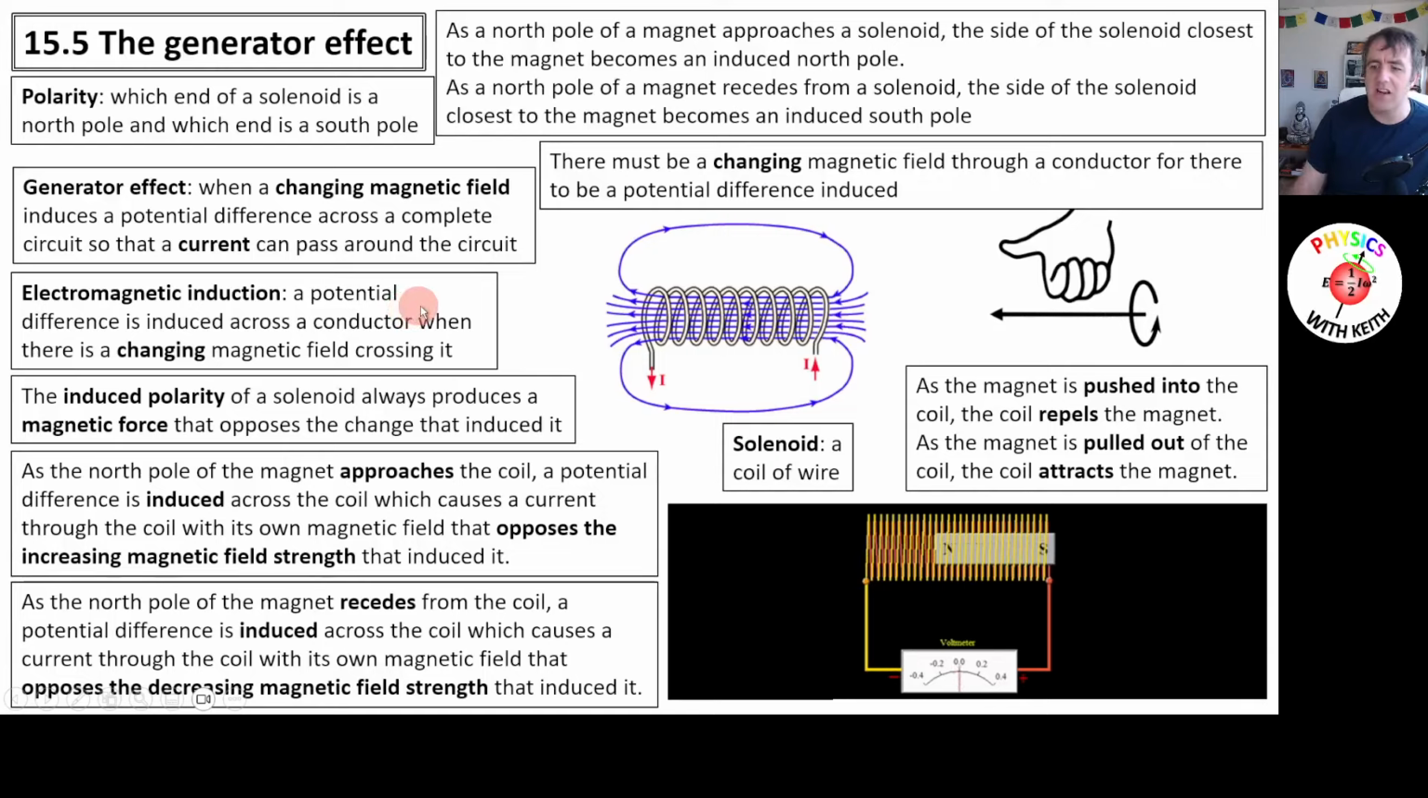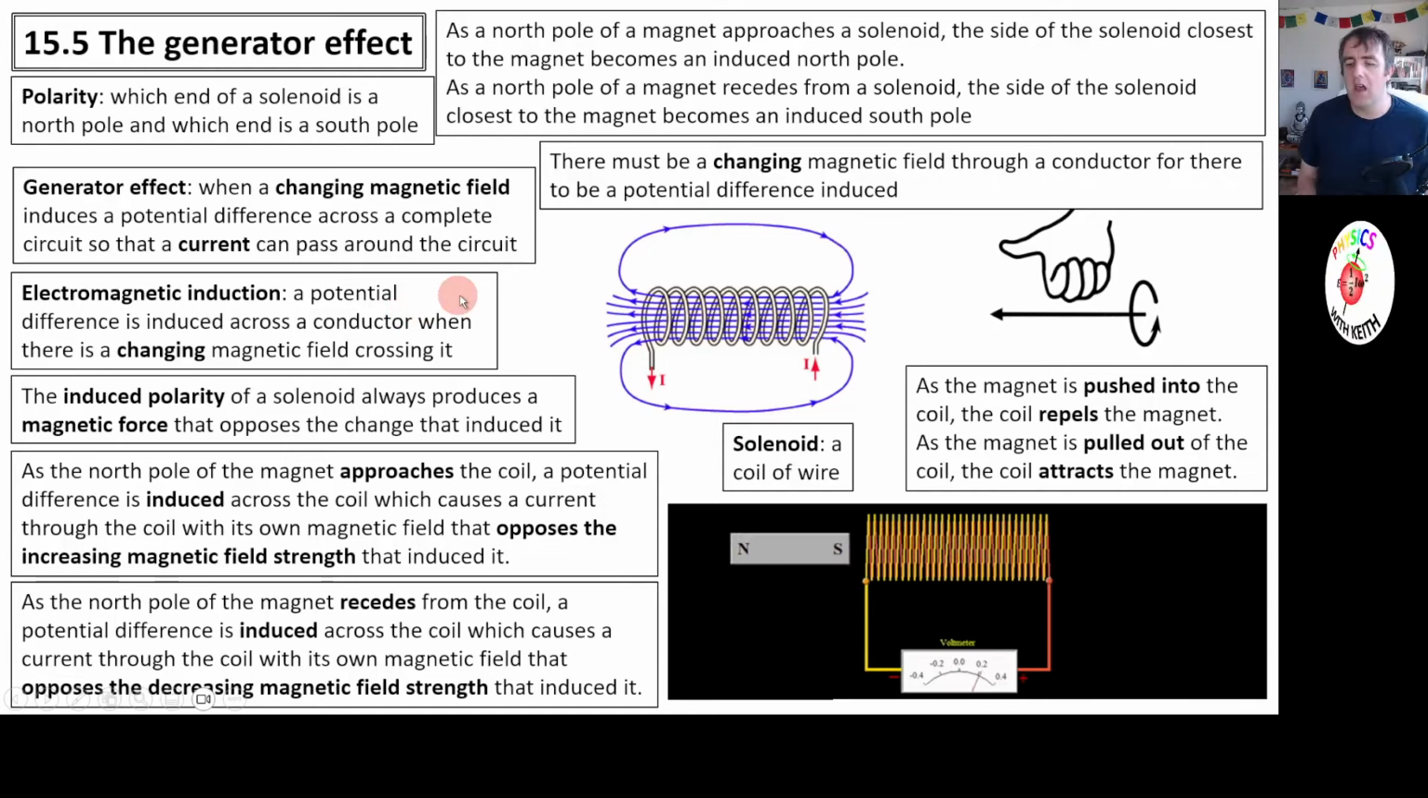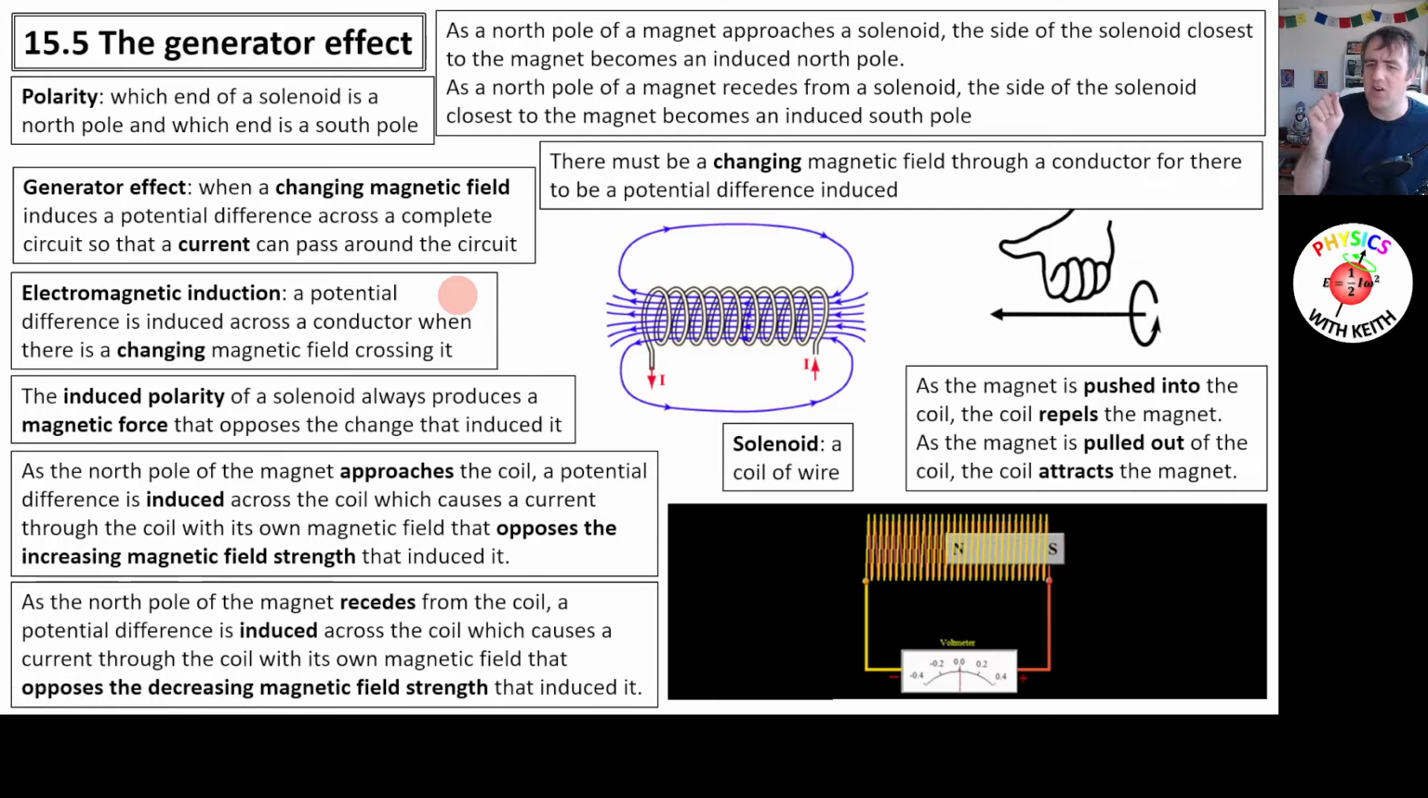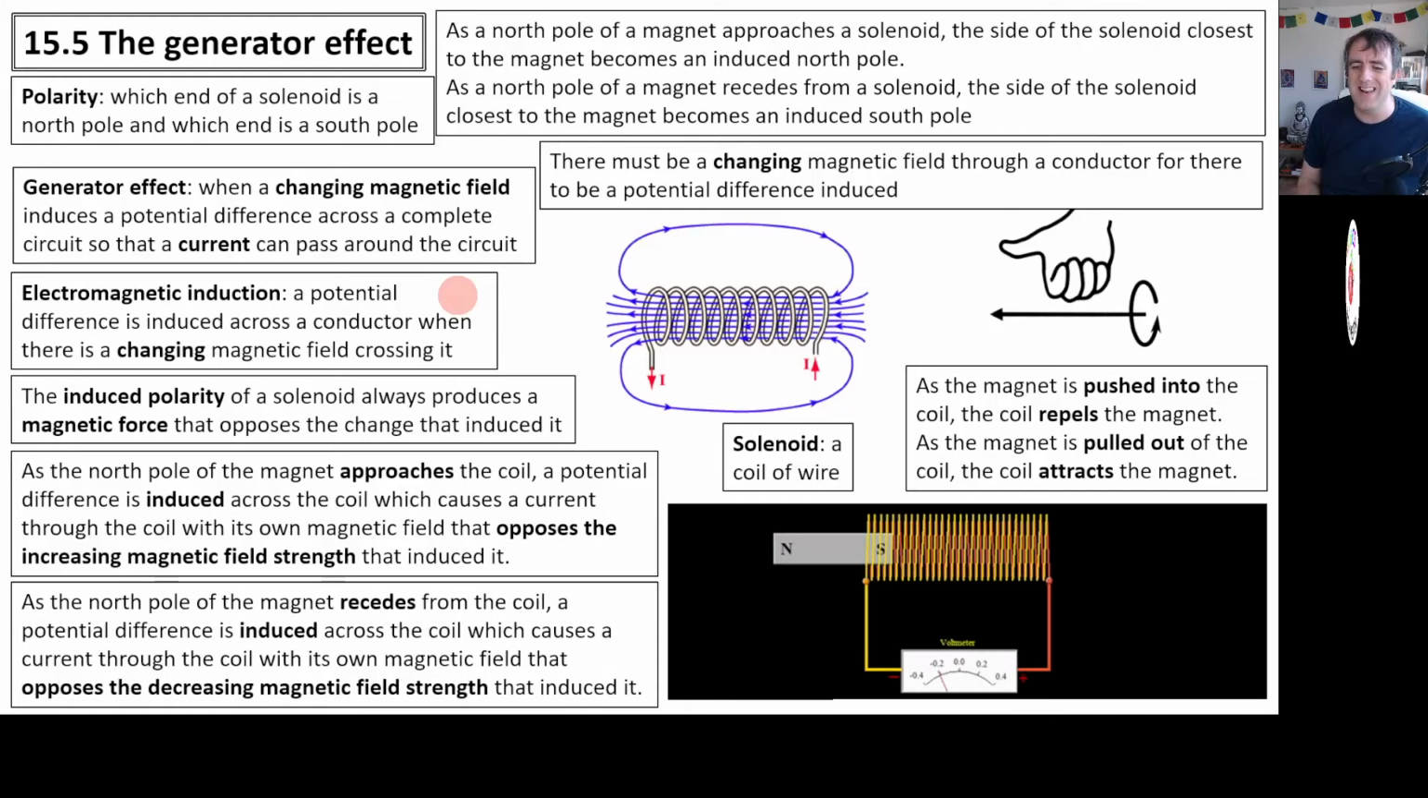Electromagnetic induction is the idea that a potential difference is induced across a conductor when there's a changing magnetic field through the conductor. We call that electromagnetic induction. You can have a changing magnetic field by either having a magnet that's moving or a magnet that's changing in strength, or having the conductor itself moving. Either of those will do the job.